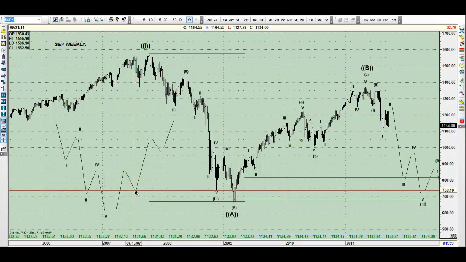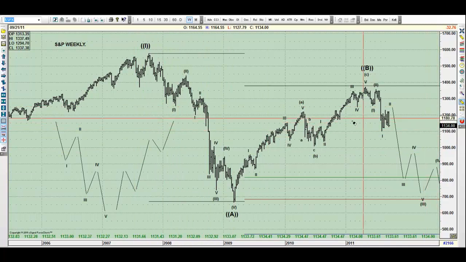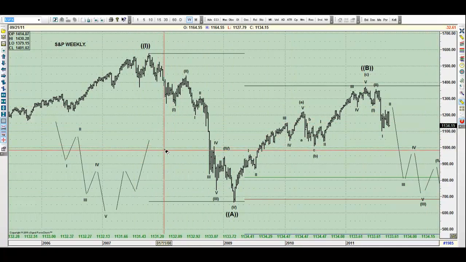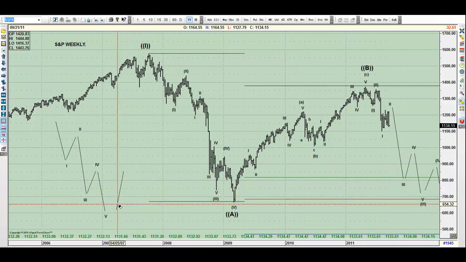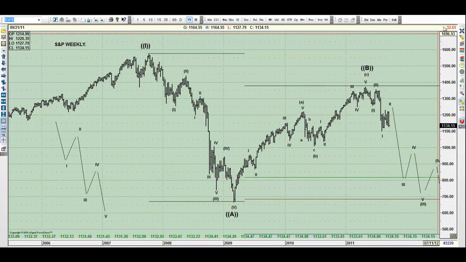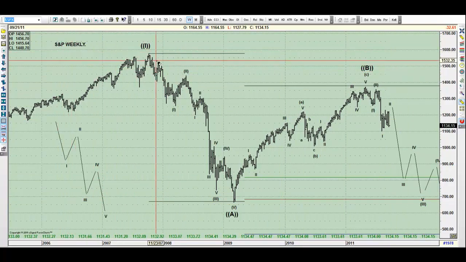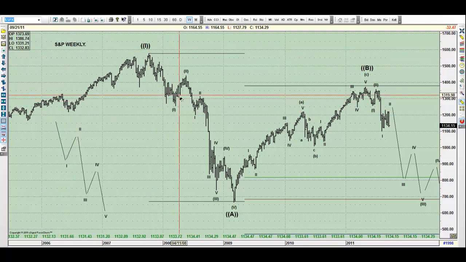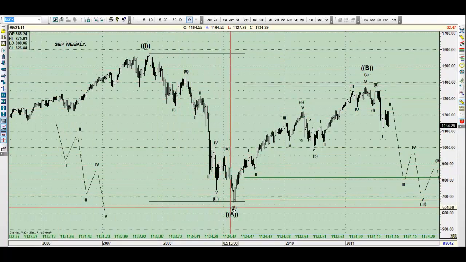Now, taking a look at the real market, what I'm going to do is show you on the real market how to look at the motive wave. On the real market, we see right here, this is the S&P on the weekly chart, where you got 1, 2, 3, 4, 5 waves.